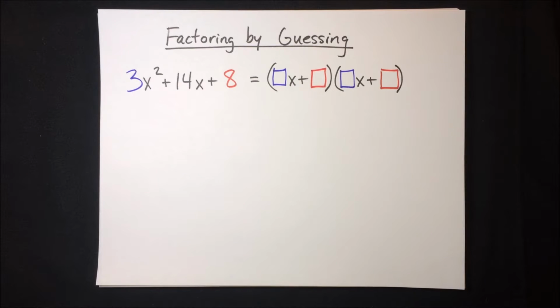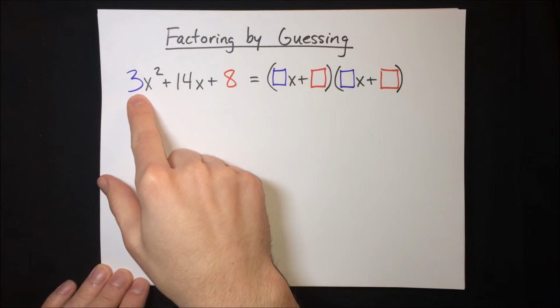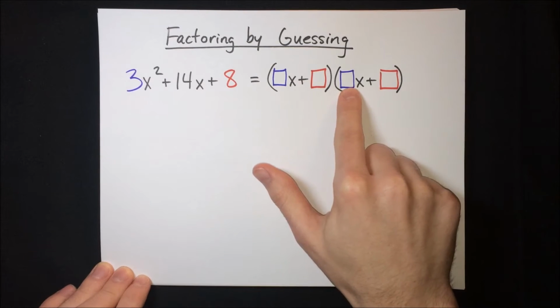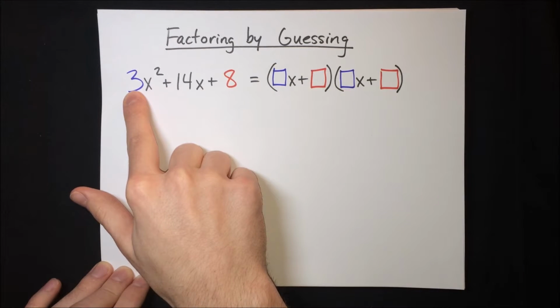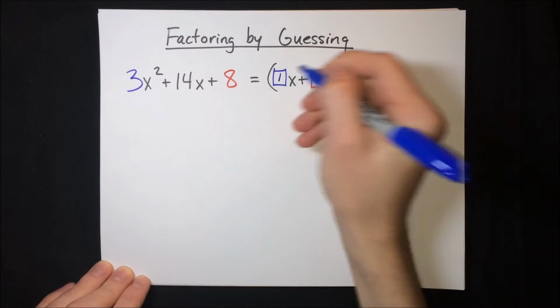In this video, I'm going to show you how to factor a trinomial where the leading coefficient is something other than 1. In this case, we've got a leading coefficient of 3, so this number times this number has to make 3. The only numbers that multiply to 3 are 1 and 3, so we can fill in the boxes with 1 and 3.